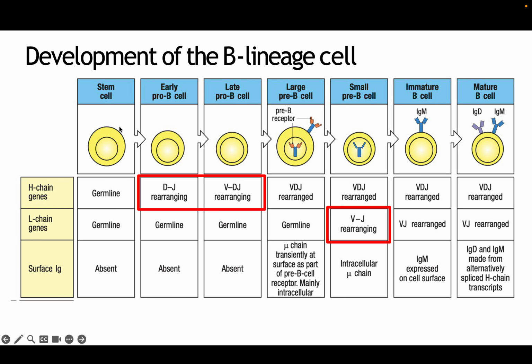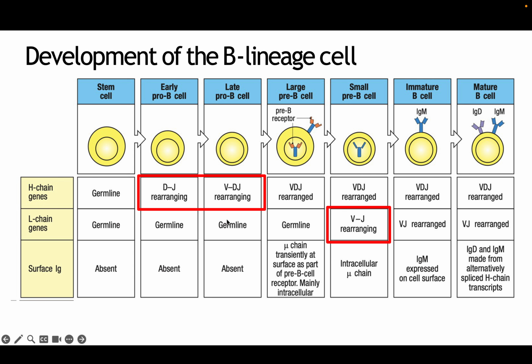So the first stage that it becomes is called an early pro-B cell. And once it hits this stage, it starts to create the heavy chain. It does that by doing the DJ rearranging. So they're trying to get certain D segments and a J segment to combine together. Once they join together, the early pro-B cell becomes a late pro-B cell, where now you start to get the V rearrangement. So now you have your DJ segment, and you're adding a V segment to it to fully create your heavy chain.